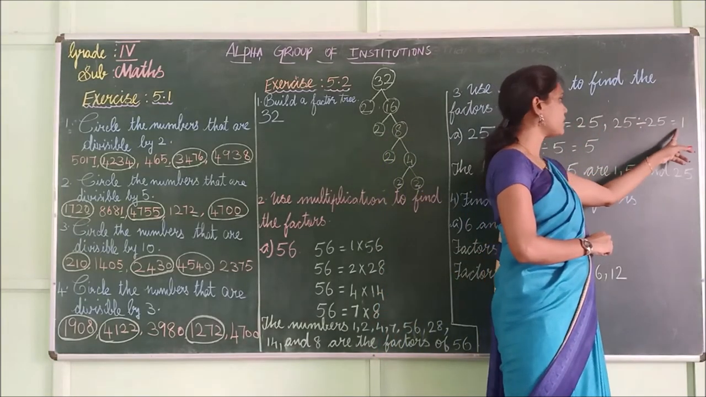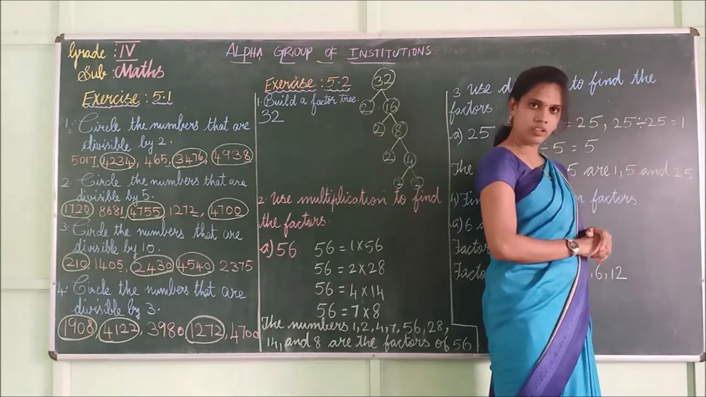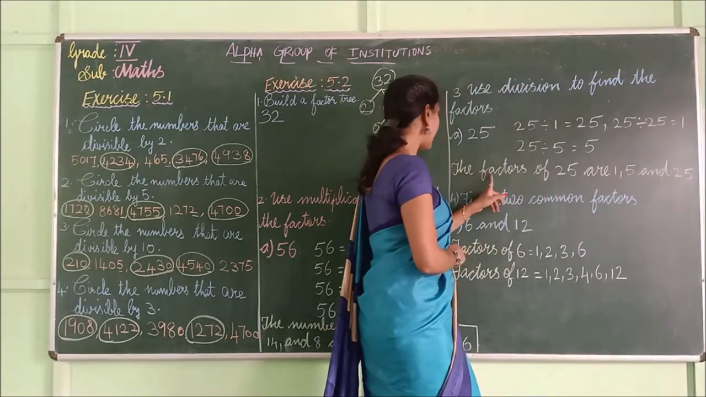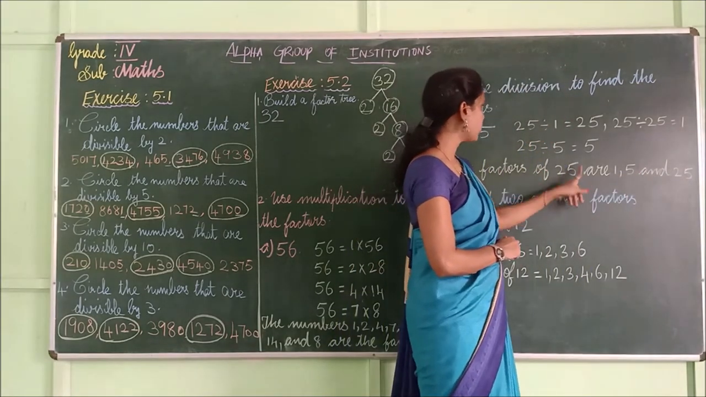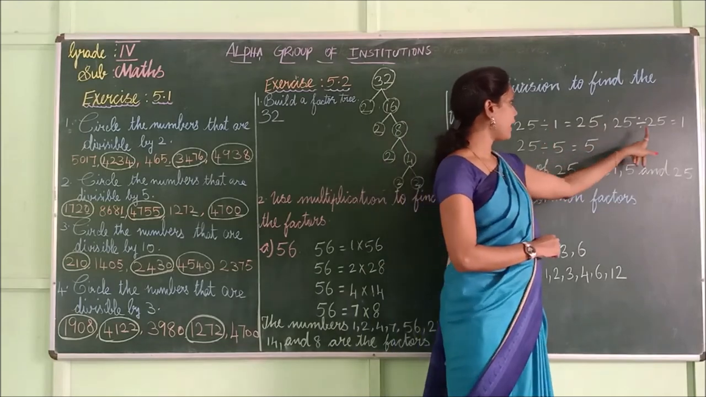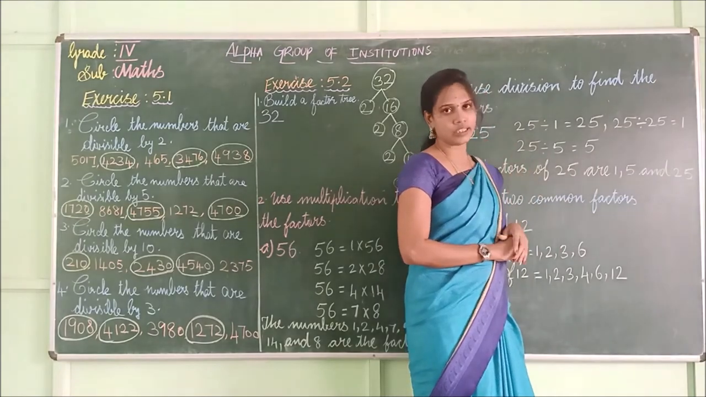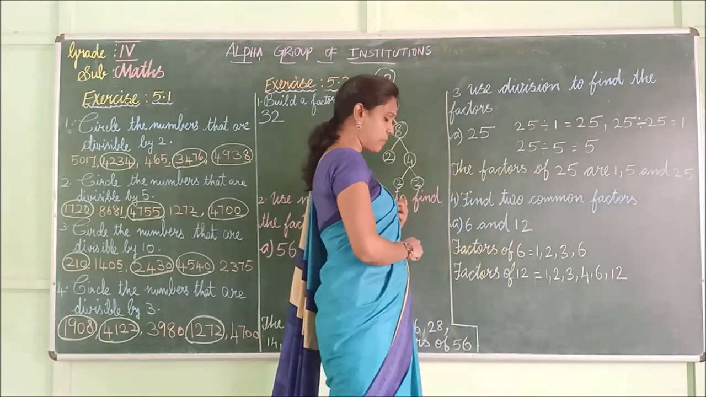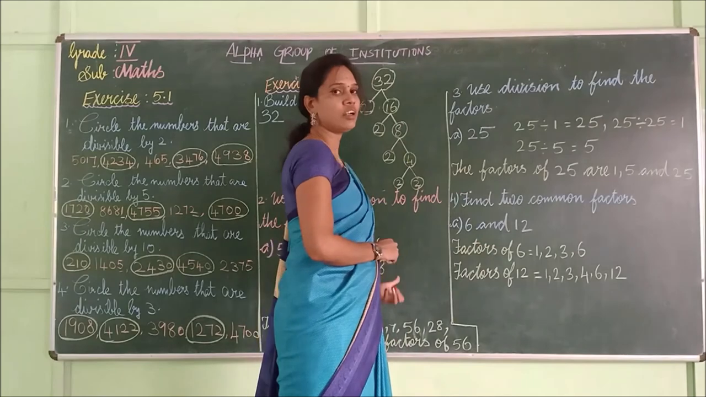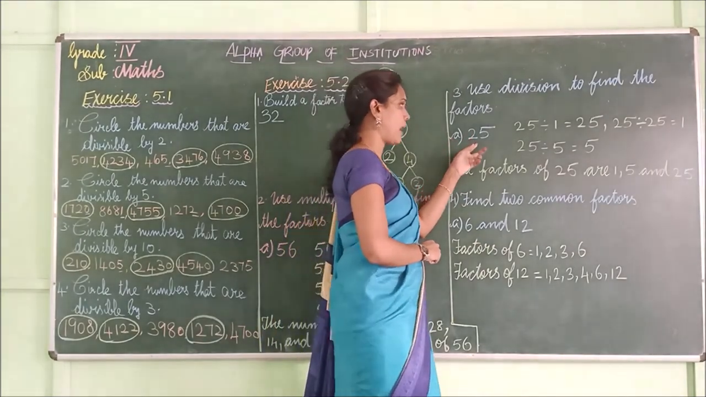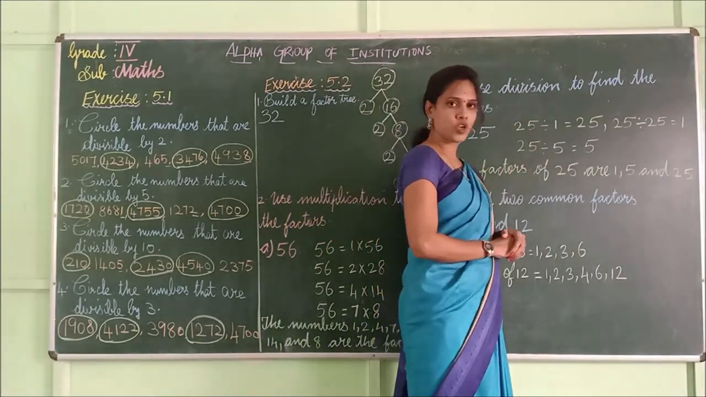25 divided by 25 is equal to 1. Okay children, so the factors of 25 are 1, 5 and 25. Okay, so this is the division method. This is the multiplication method. In the multiplication method you have to use the tables. In the division method you have to do the division process.